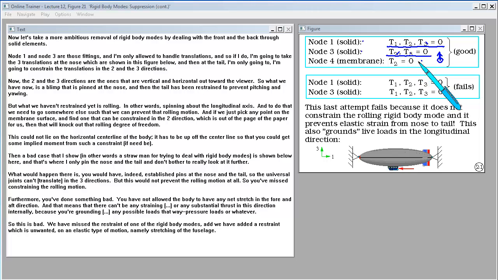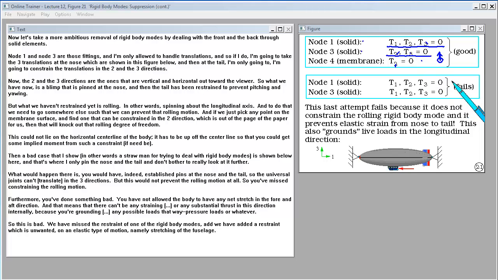If we just pick any point on the membrane surface and find one that can be constrained in the 2 direction, which is out of the page of the paper for us, then that will knock out that rolling degree of freedom. This could not lie on the horizontal center line of the body. It would have to be up off the center line so that you could get some implied moment from such a constraint if need be.